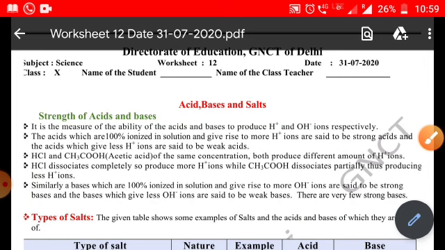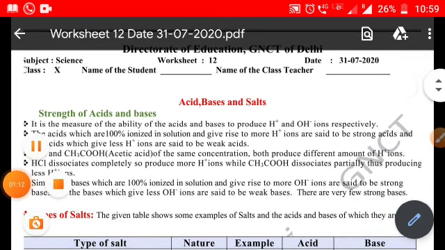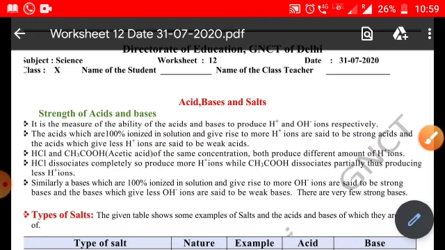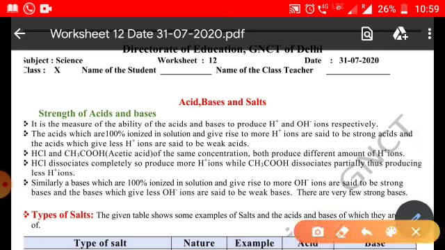And when the acid is 100% ionized, then the solution gives more hydrogen ions. This is called a strong acid, like hydrochloric acid, sulfuric acid, nitric acid. Whereas the acid which gives fewer hydrogen ions is called a weak acid, like tartaric acid, acetic acid. These are the weak acids.